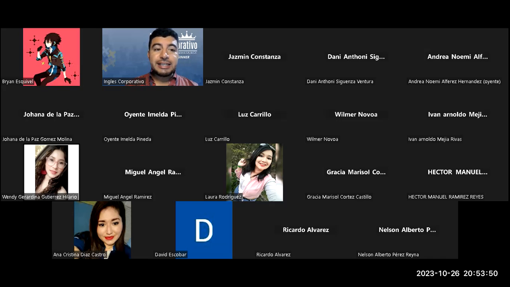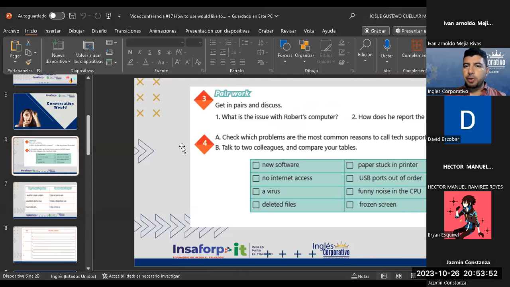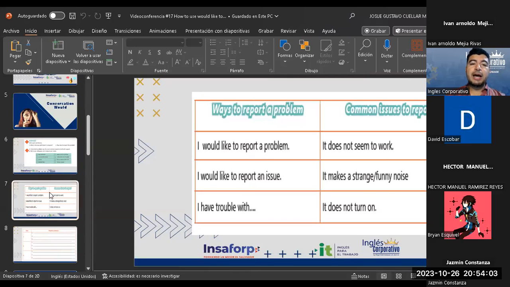Yesterday, we were checking this. Some articles or equipment in our job that maybe has difficulties, in special computers. But we have also ways to report a problem. In this case, we have two options with would. I would like, o también pueden decir I'd like, ¿verdad? We did this yesterday, hicimos esto ayer. Right?